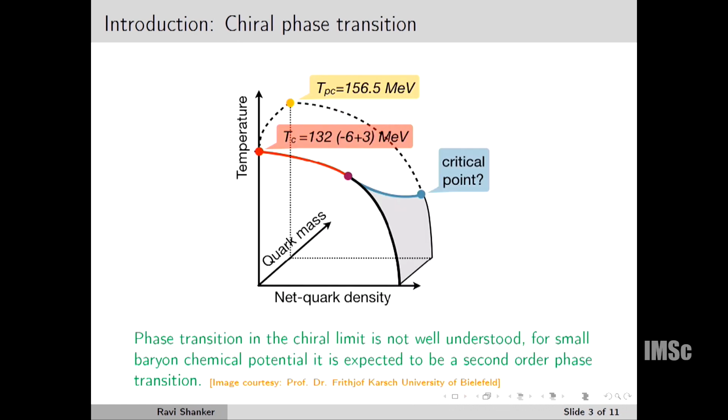It will be interesting to look at how the QCD phase diagram changes as a function of the quark masses. In the chiral limit, by chiral limit I mean when the quark masses go to 0, here is another axis, the third axis. You can see that as the quark masses go to 0, this smooth crossover changes to a second order transition. This red solid line represents the second order phase transition. And this critical temperature changes to 132 MeV, which earlier was around 156.